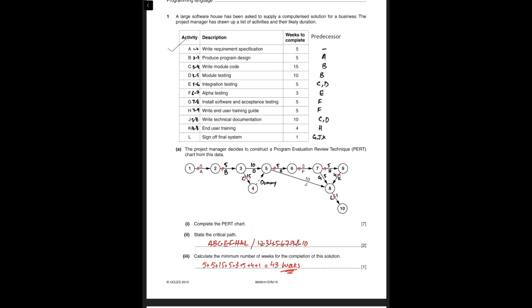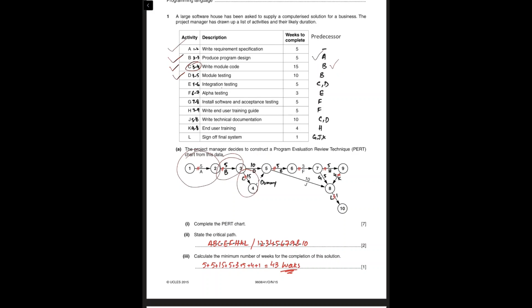from node 1 to 2, and then B will be dependent over A, so it will be on node 2 to 3, and then we have got C, it will be on node 3 to 4 after B over here, and then we have got D, which is on 3 to 5 after B again, and then E is actually having precedence of C and D. That is why we use dummy activity after C.